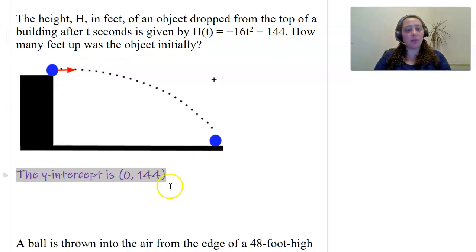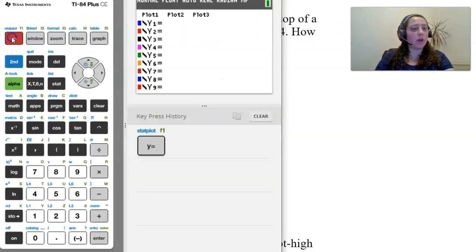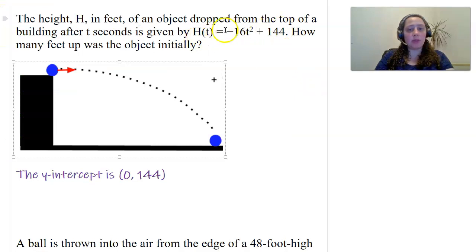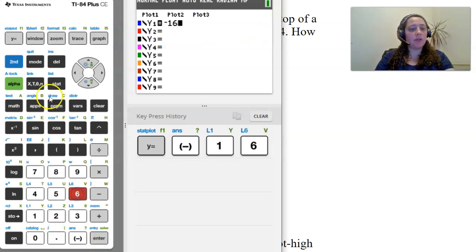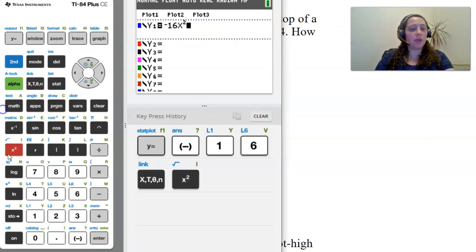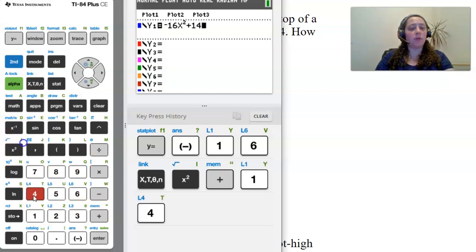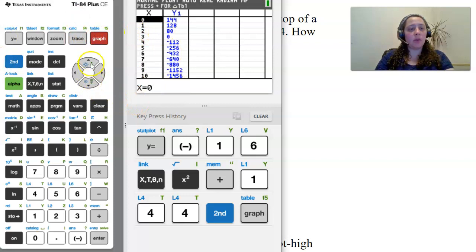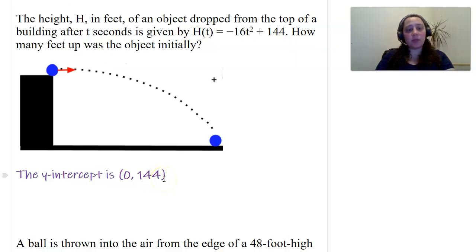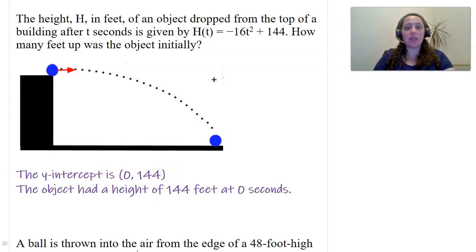We could also find that by putting it in our calculator. Press y equals and put in this equation. And instead of t, I will put x. Negative 16x squared plus 144. Now I can look at my table and see when t is 0, or when x is 0, my y-intercept is 144. So our y-intercept is 144. That means the object had an initial height of 144 feet at 0 seconds.